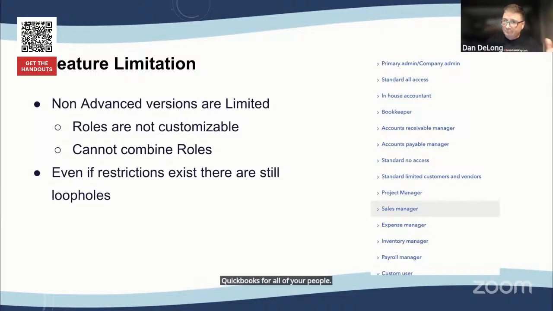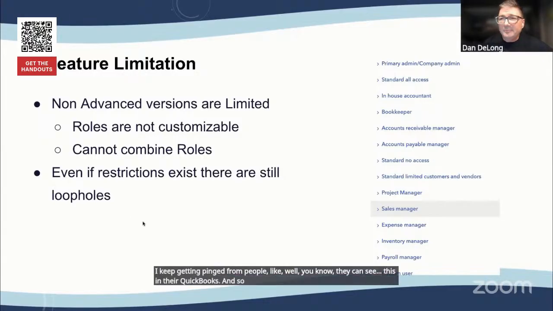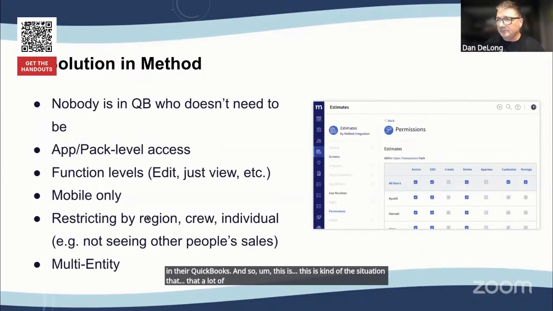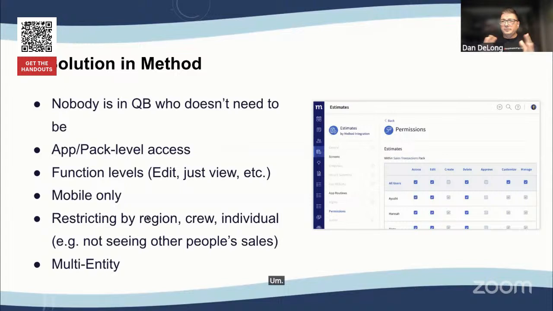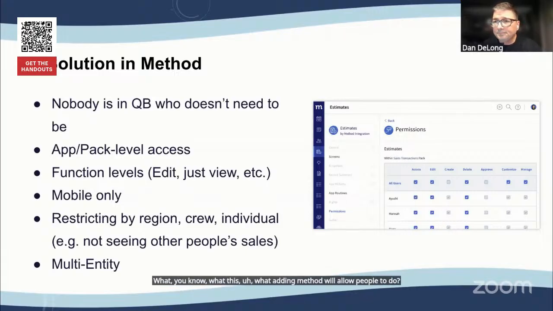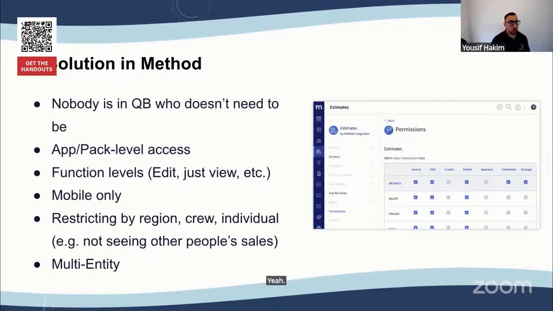And then even if those restrictions do exist, I keep getting pinged by people saying, well, they can see this in their QuickBooks. So this is the situation that a lot of people find themselves in. So Yusuf or Mattis, do you want to talk about what adding Method will allow people to do? Yeah, I can take it away, Mattis, if you'd like, and you can feel free to add on with whatever.